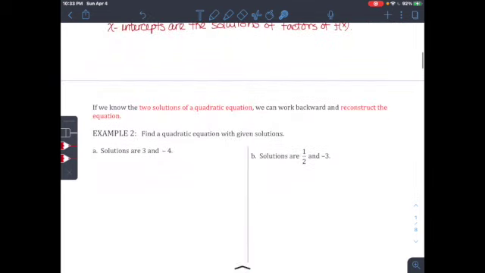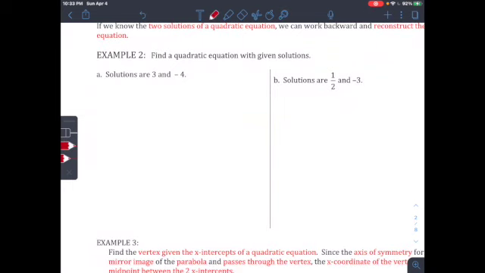So that's what we're going to do for example number 2. Your equation is going to be x minus 3, opposite, and x minus a negative 4. So that is going to be a positive. So your equation is really x minus 3 times x plus 4, and then you multiply it out and you get the equation. Please finish your example 2a and try example 2b.